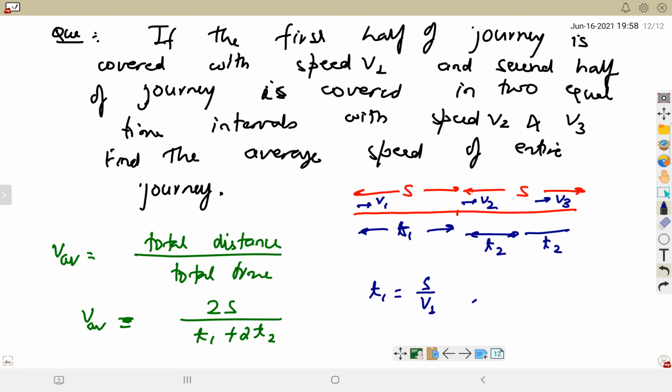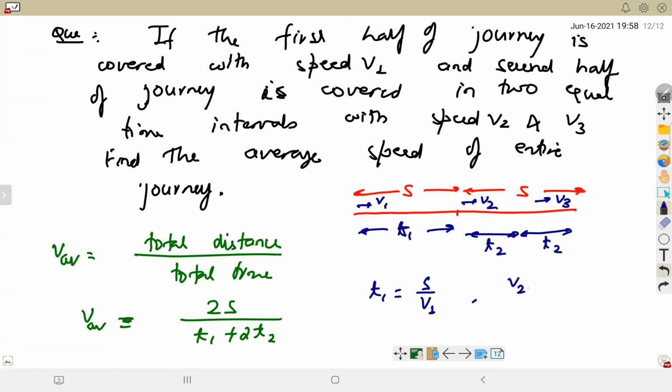Yes, how will we calculate t2? Anyone? S by 2 divided by V2 plus S by 2 into V2? No, it's not two equal path lengths. We cannot take that the path covered is T1 s plus S by V2. We can use this logic: the total distance covered in this time.